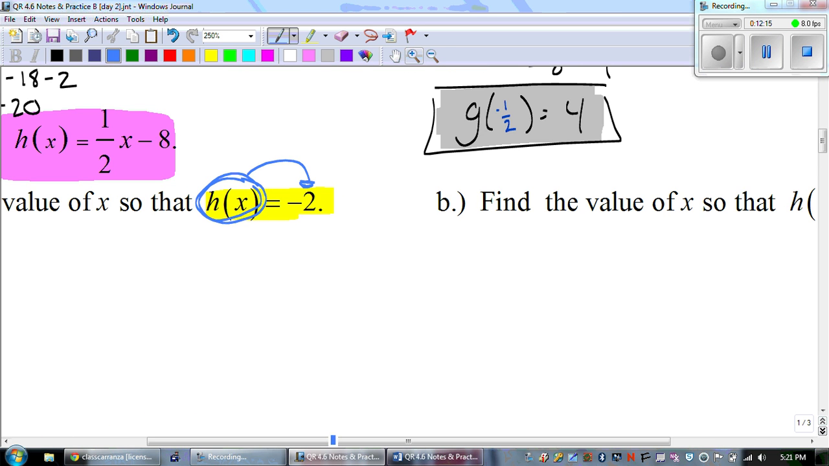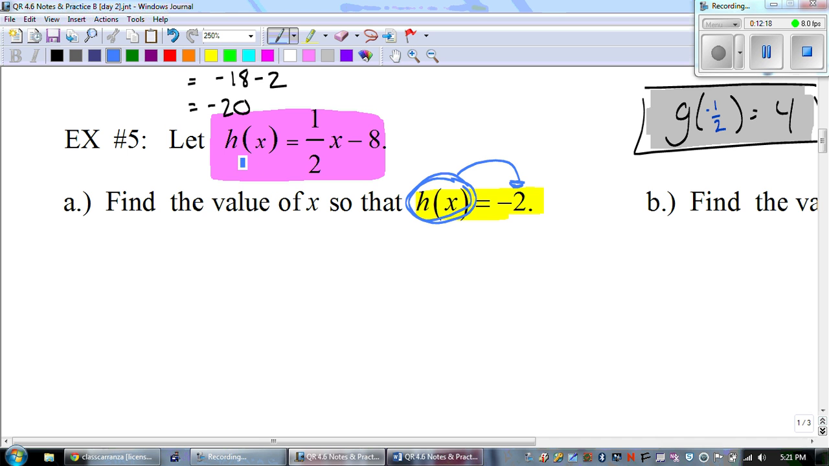So wherever that h of x was, that's where I'm going to put -2. And we're going to set that equal to the 1/2 x minus 8. Okay? So what do you guys want to do? How do you want to solve it? Well, see, now that we're solving for a variable, this is where we would use the reverse order of operations. So now we're using SADMAP. Okay, so the first thing that we would do is we would add 8 to both sides.